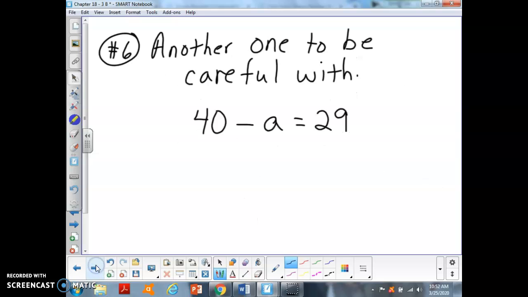Here's another one like that. Again, the variable's in the middle. We can't take it and put 8 minus 40. That changes this whole problem. Commutative property for subtraction does not work. So I just want to find the difference between 40 and 29. So I'm just going to subtract them. That's the shortest way to show you at this point. 10 minus 9 is 1. 3 minus 2 is 1.